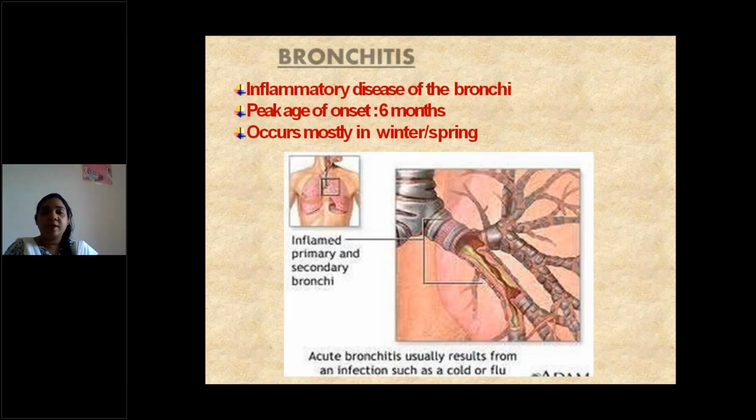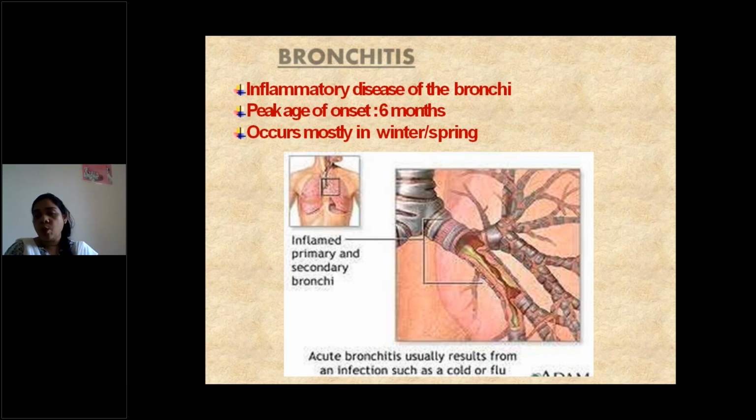First one is bronchitis. What is it? It is the inflammatory disease of the bronchi. Peak age of onset is 6 months. And infection is commonly seen during the winter season and spring season. While winter and spring.